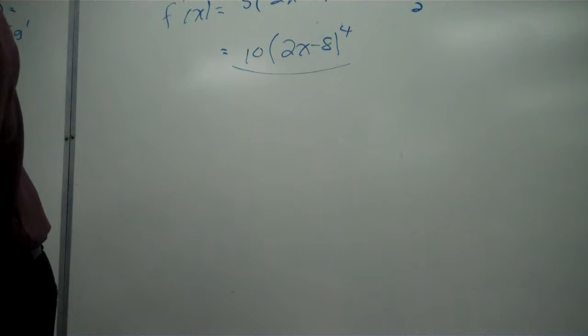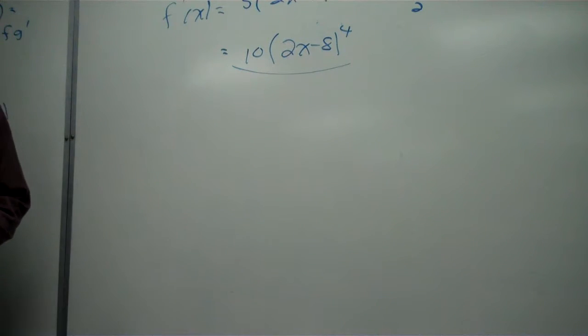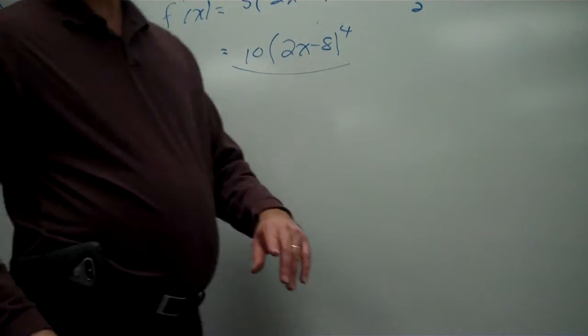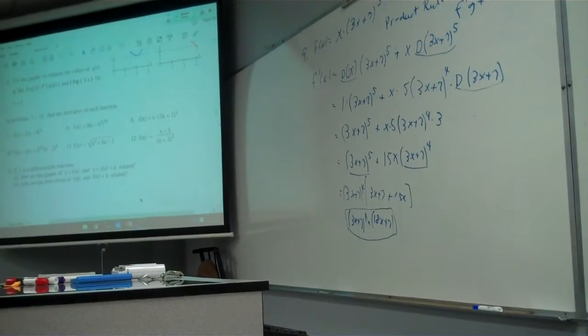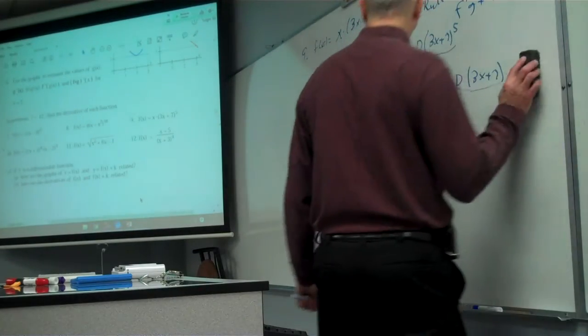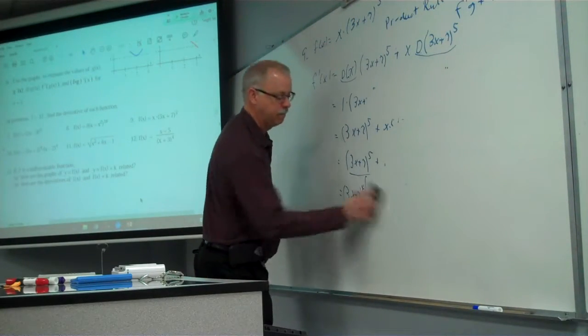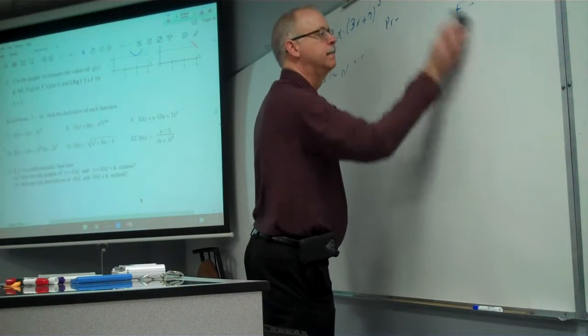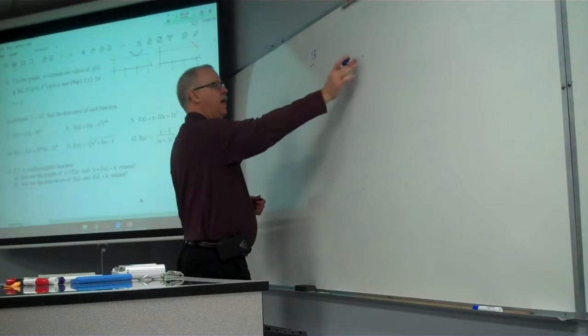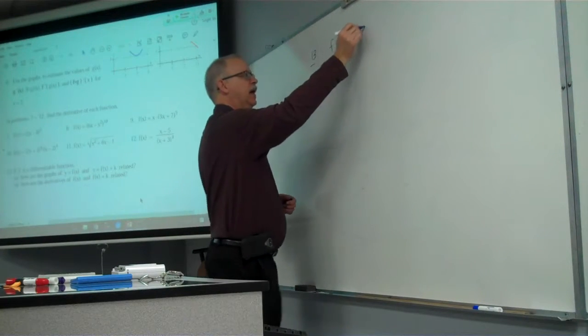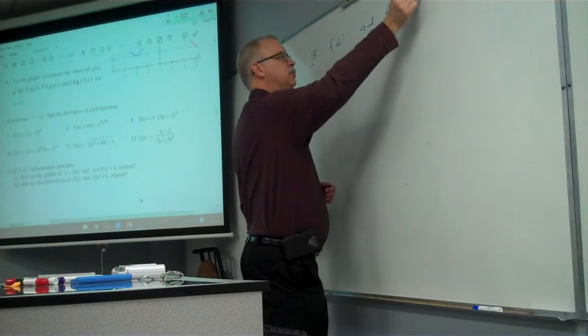Okay. I think have we done them all? I guess we didn't do 13. Actually, let's talk about 13 as well, because that does relate to where we're headed today, and I think makes a good segue into where we're headed today. On 13, we're asked, how are the graphs of f of x and f of x plus k related?